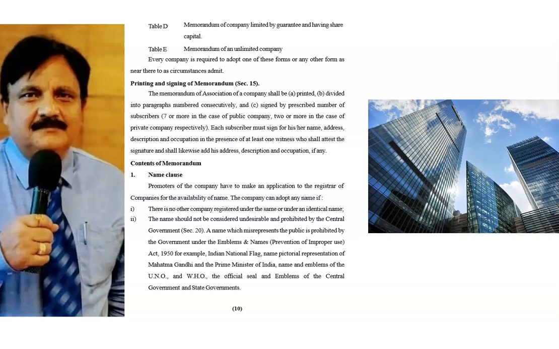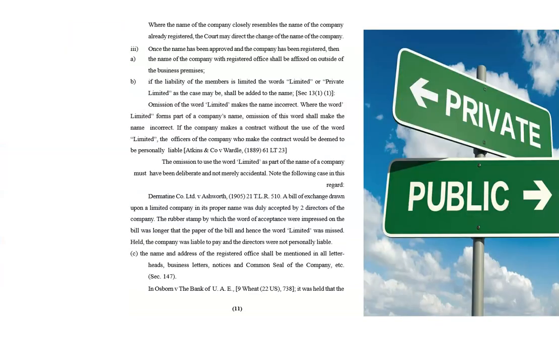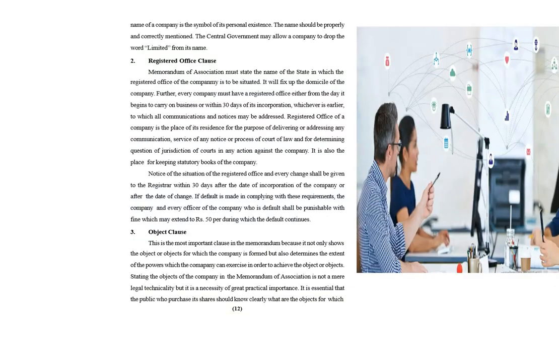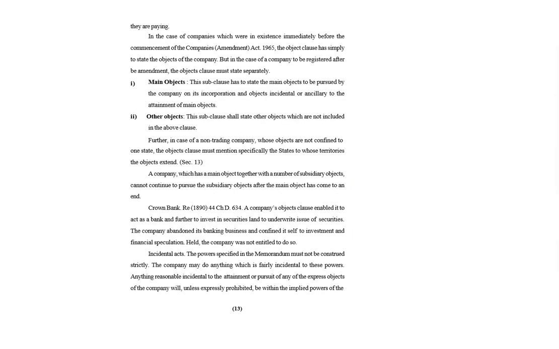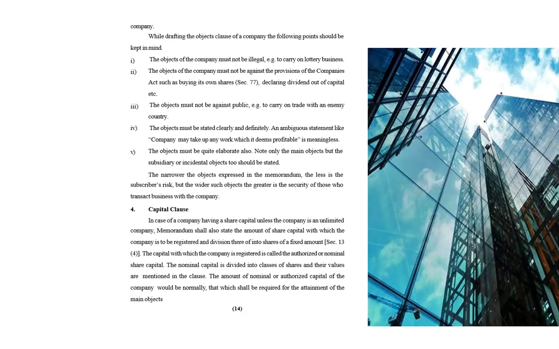So, contents of the memorandum, what does it contain? Name clause, what shall be its name. I'll discuss the various clauses very briefly here, right? That is the registered office clause, where the registered office will be. Object clause, for which business it is being formed. Main objects and other objects will be defined here, right? Capital clause, how much capital can be invested. The capital with which the company is registered is called authorized or nominal share capital. Nominal capital is divided into classes of shares and their value as mentioned in the clause.